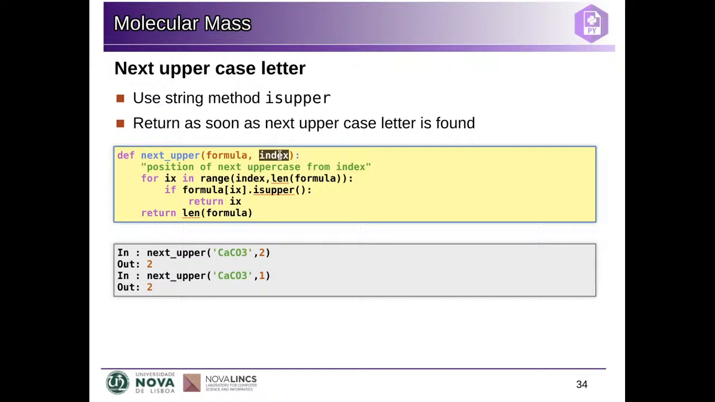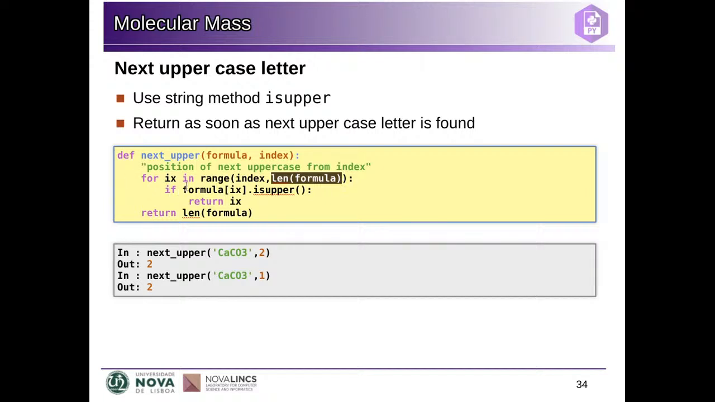So we can do that by using the isUpper method. The isUpper method of a string returns true if that string is all uppercase. So we're going to loop through the formula here, but starting at the index point, because we don't want to always start at 0. If we already found one uppercase character, we want to skip that and find the next one. So we're going to start at index. We're going to go all the way to the end of the formula if necessary.